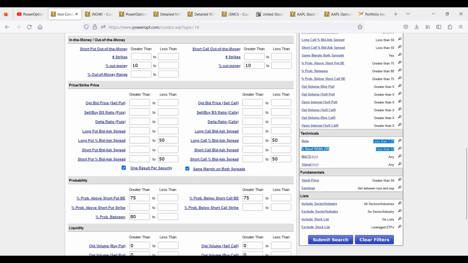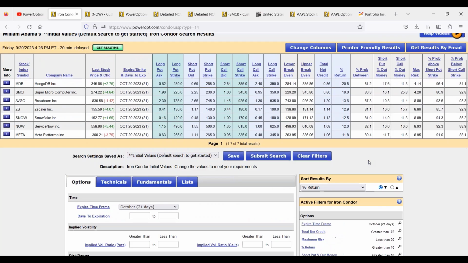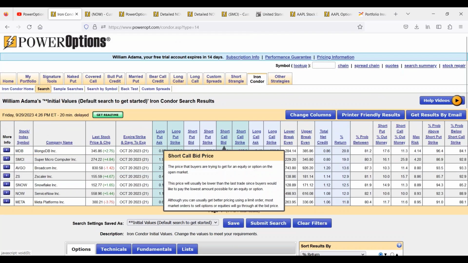Yeah, but I want neutral to just channeling stocks. Don't want something that had a recent breakout or is swinging wildly. Yeah, they say the ones with a higher implied volatility offer the best premium. Yeah, but they also have the higher expectancy of moving against you one direction or the other as well.